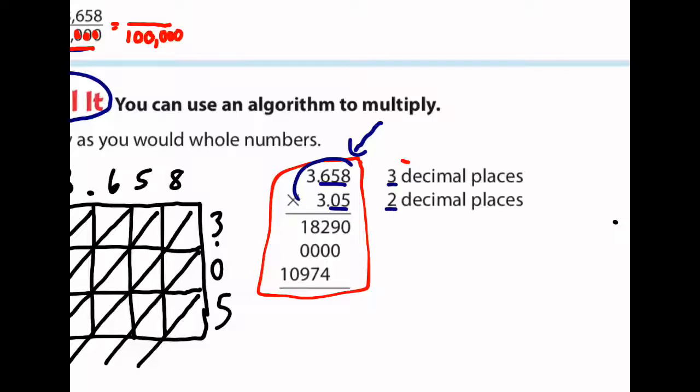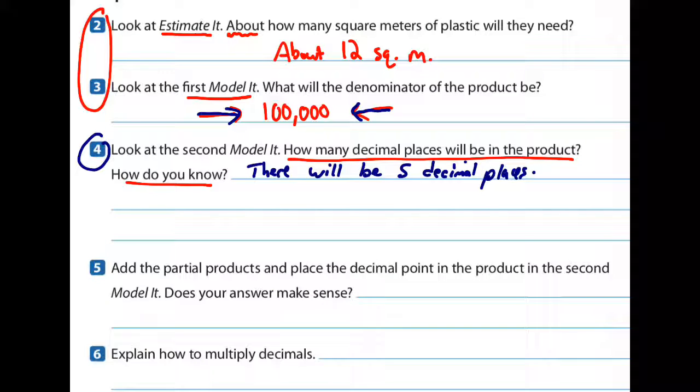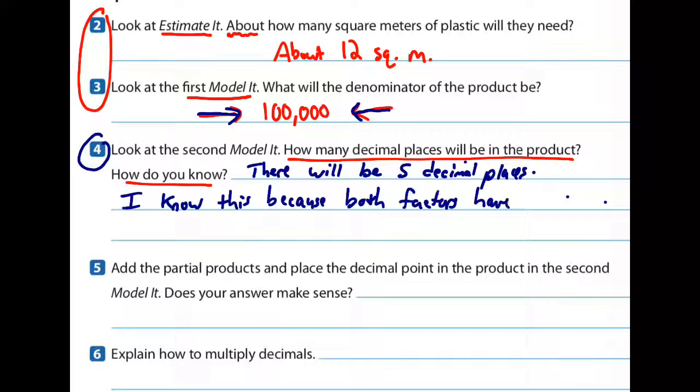Remember here are 2 factors. One has 3 decimal places and one has 2. That means our answer is going to have 5 decimal places because 3 plus 2 is 5. That's how you get it. So when I go back over here, I'm going to say there will be 5 decimal places. I know this because both factors, remember factors are the numbers you multiply, have 5 decimal places. Okay. So if you had the answer right and you explained it somewhere in your own words, you're good. If not, you know you have to change it so you don't have the wrong answer.